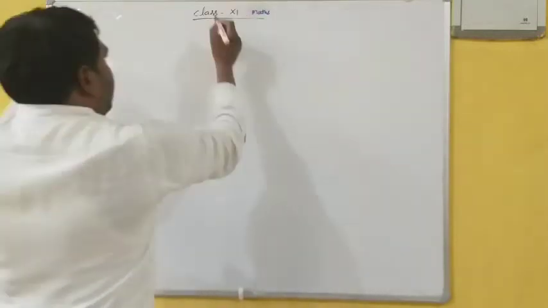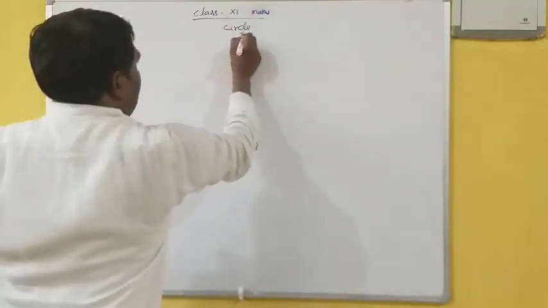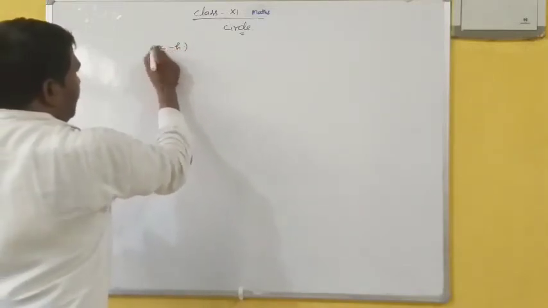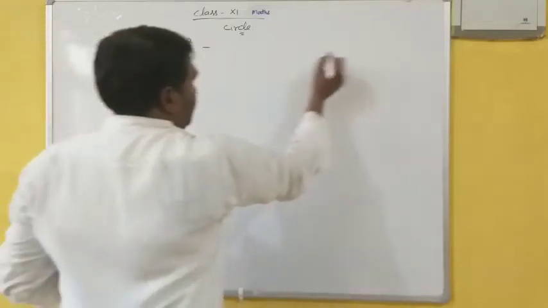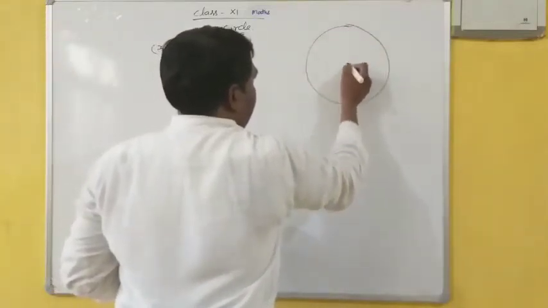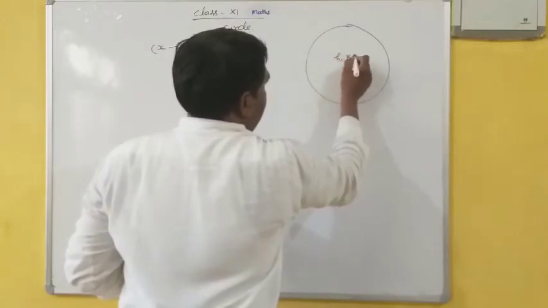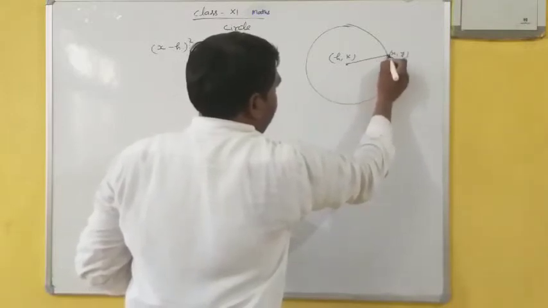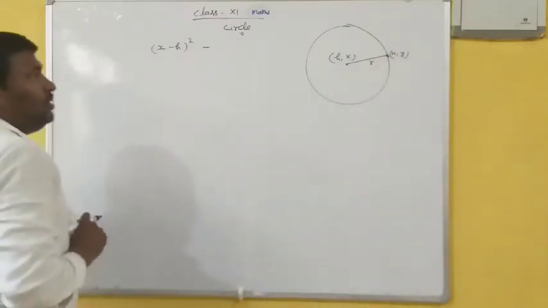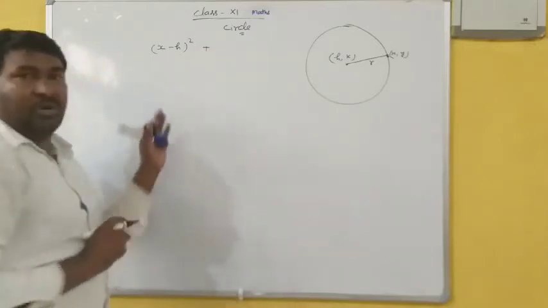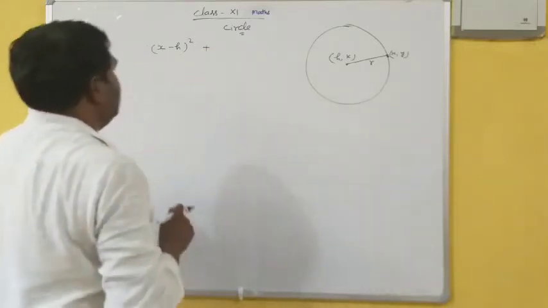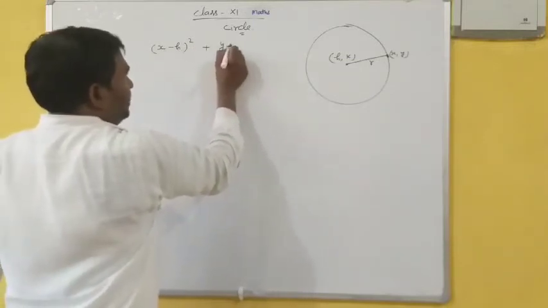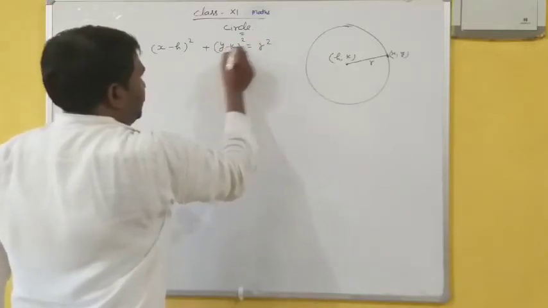So see, circle. As we know, the general equation of the circle: suppose there is a circle whose center is at h comma k, and x comma y is a general point. Joining them we get radius r. So its equation, we have already seen how to write the equation of a circle: x minus h whole square plus y minus k whole square is equal to r square.